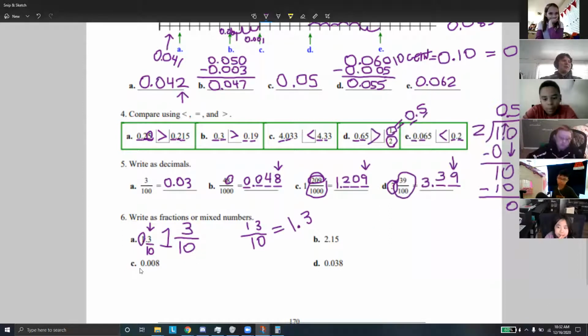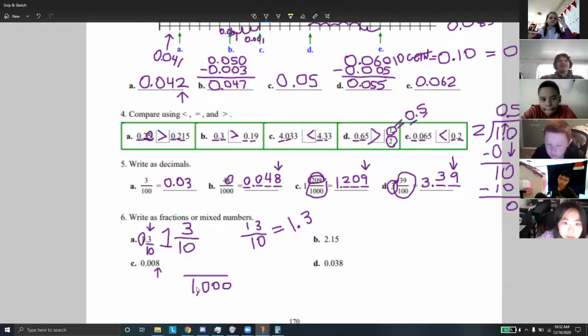Okay, let's keep going. 0.008. So we look at the last digit, which is in the 1,000th place. So we'll write 1,000 on the bottom, and then we write the easier way to do it. And we're just doing mixed numbers, so luckily we could do that. Write the whole number without a decimal on top. So 0.008 is the same as just 8. Okay, and then this number is 2 and 15 hundredths. This 5 is in the 100th place, so we'll have 100 on the bottom and write the whole number on top without a decimal. So 215 divided by 100.